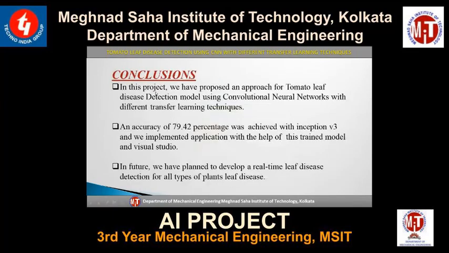So in this project, we proposed tomato leaf disease detection using a convolutional neural network with different transfer learning techniques, as we already told: ResNet, Inception V3 and VGG16. We finally implemented our model using Inception V3, as we get a good percentage of accuracy. It may be much better, but here we get 39.42% with Inception V3, and then we implemented our application using Visual Studio.